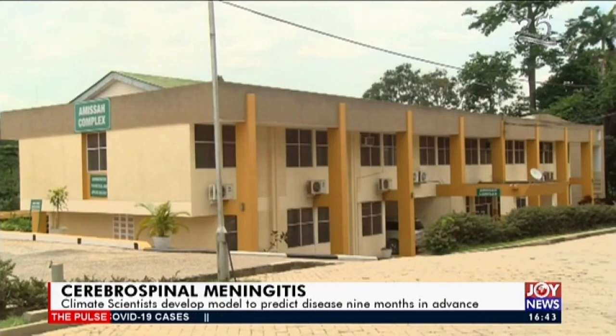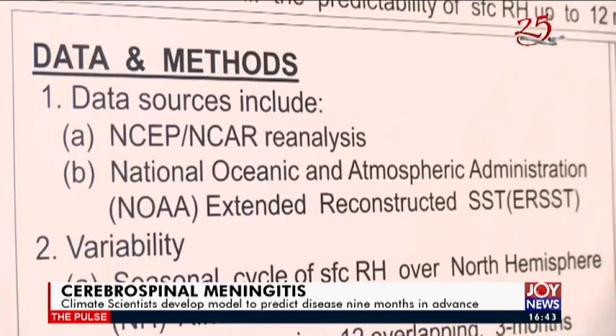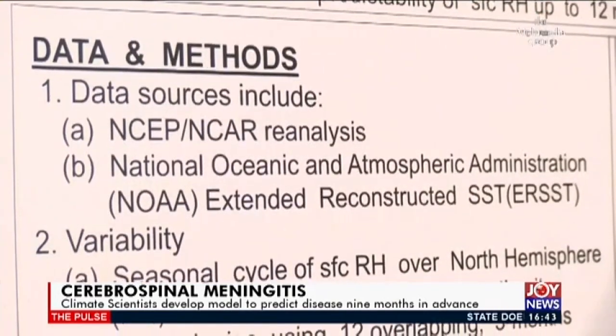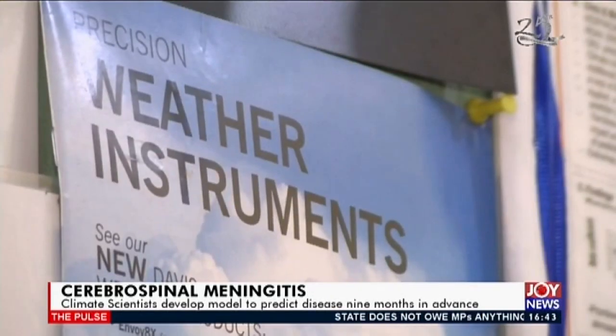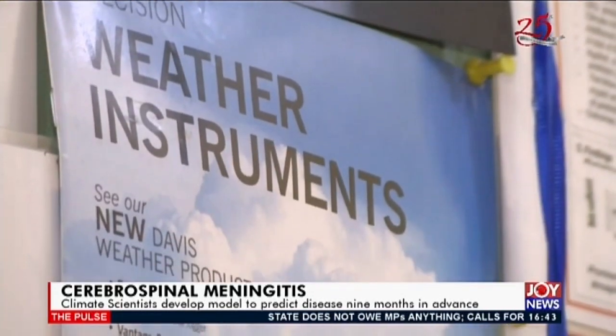Meanwhile, Dr. Tetter says more resources are needed to support research such as this to address environmental challenges. The scientist says the department is ready to collaborate with relevant state agencies to adopt and apply the model to put health authorities ahead of the disease. Prince Apia reporting.